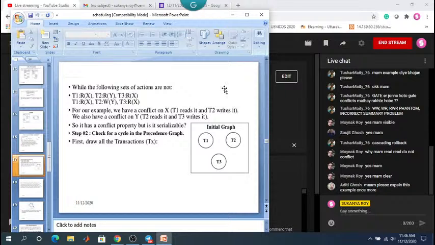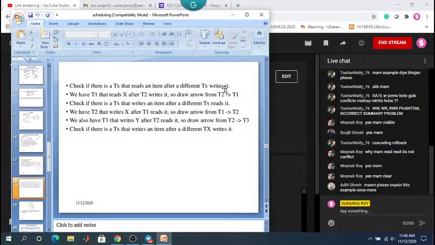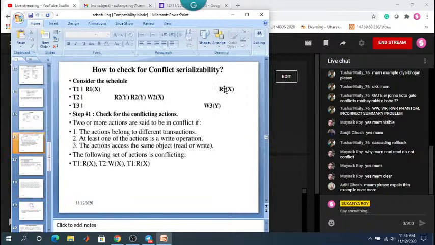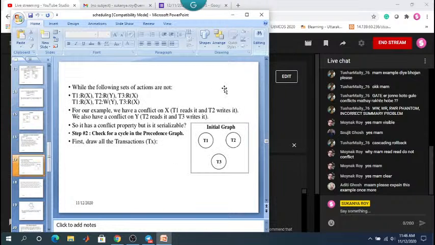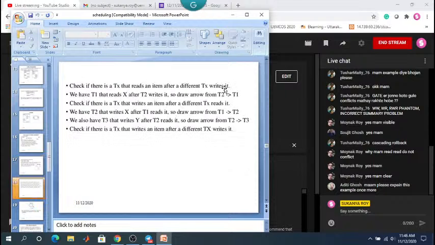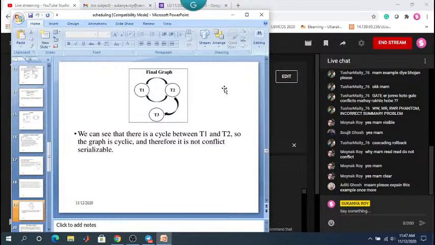Then what we will do? Check for the cycle in the precedence graph. First draw all the transactions. We will check for the cycles, means how this is forming a circle. Then check if there is a transaction that reads an item after a different transaction writes it. We have T1 that reads X after T2 writes it. So draw an arrow from T2 to T1 because the write happens before the read.